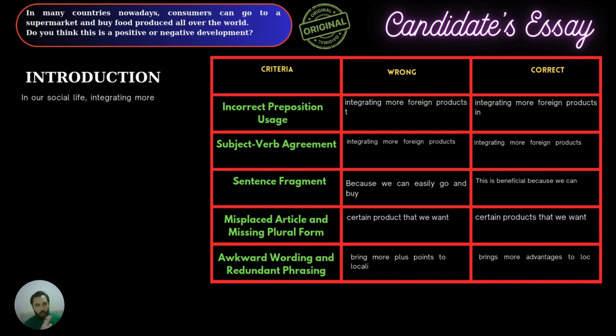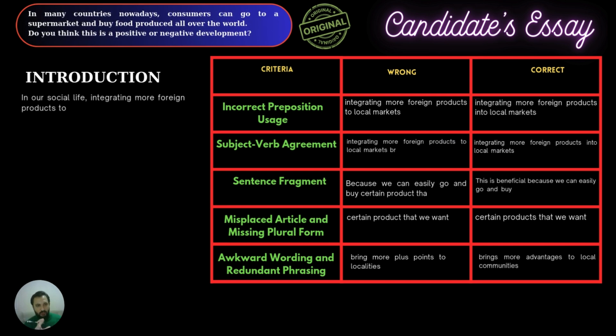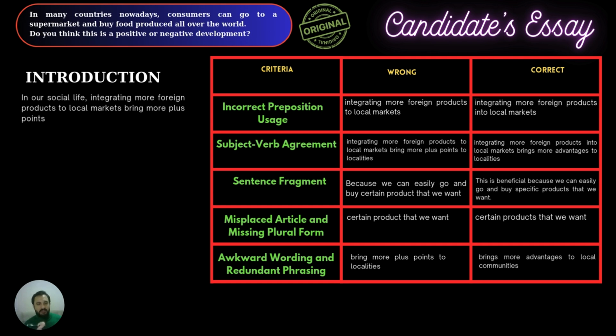In many countries nowadays, consumers can go to a supermarket and buy food produce from all over the world. Do you think this is a positive or negative development? So, first of all, see the introduction of our candidate's essay, and then let's see the corrections. In our social life, integrating more foreign products to local markets bring more plus points to localities because we can easily go and buy certain products that we want. And I agree with this statement.